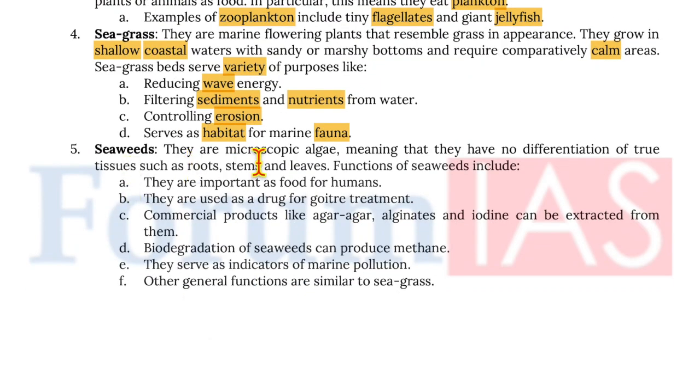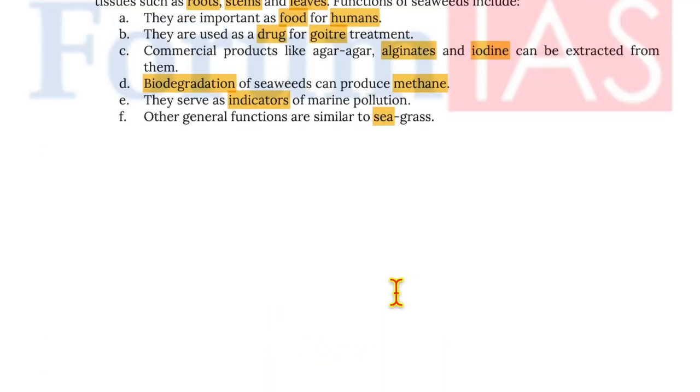Now moving on to seaweed, they are macroscopic algae, meaning they have no differentiation of true tissues such as roots, stems, leaves. Now functions of seaweed would include, they are important food for humans. They are used as drug for goiter treatment. Commercial products like agar-agar, alginate, iodine can be extracted from them. Biodegradation of seaweeds can produce methane. They serve as an indicator of marine pollution. Other general functions are similar to seagrass. That'll be it.